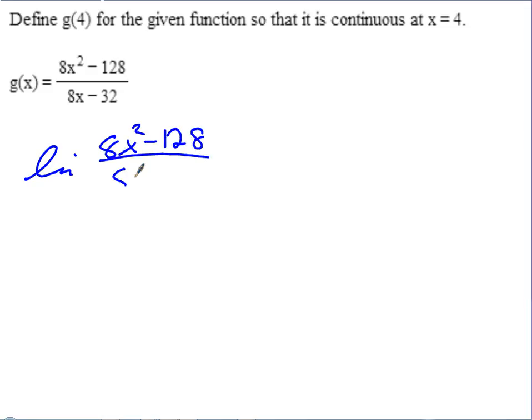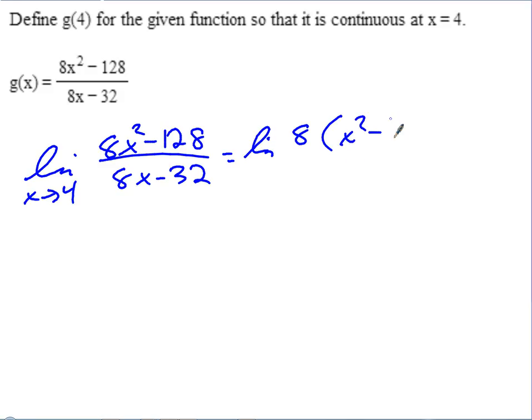So talk to me about what I could do analytically here. Factor this thing. Oh, good. Factor out a greatest common factor. Factor an 8 out of the top, and I'm going to get what, x squared minus 16? On the bottom, factor an 8 out, and I get x minus 4. The 8's cancel.